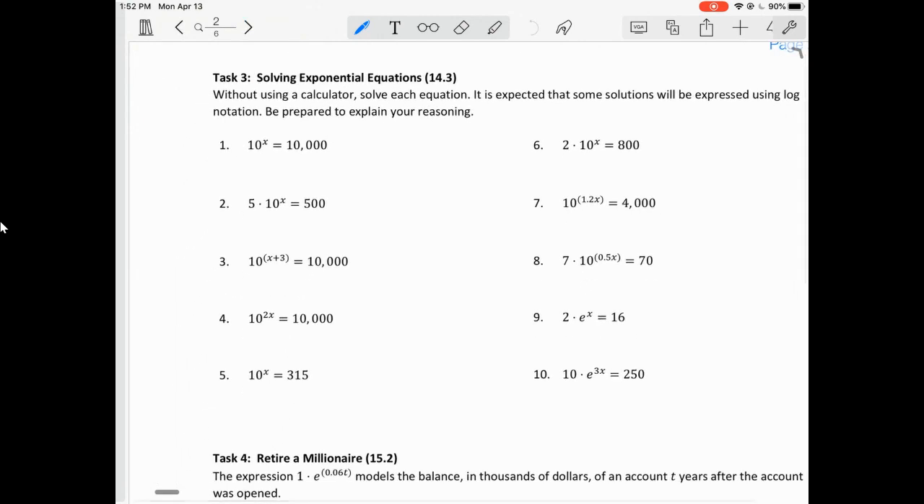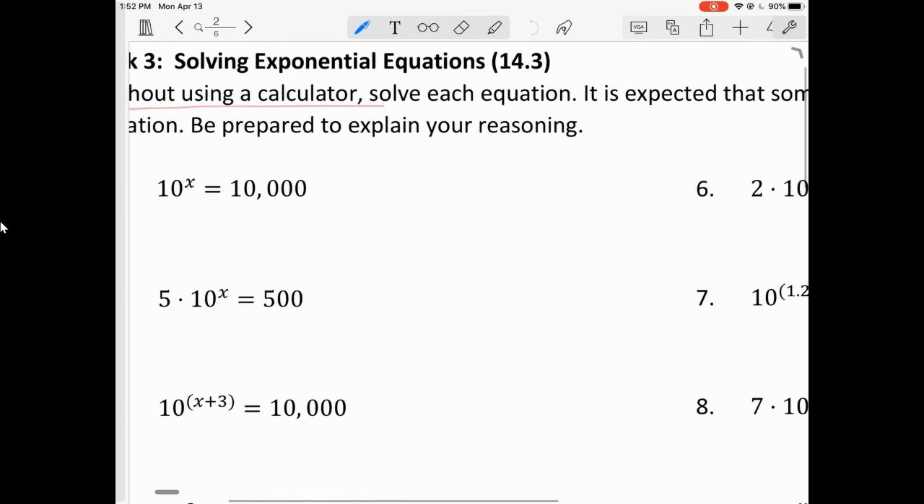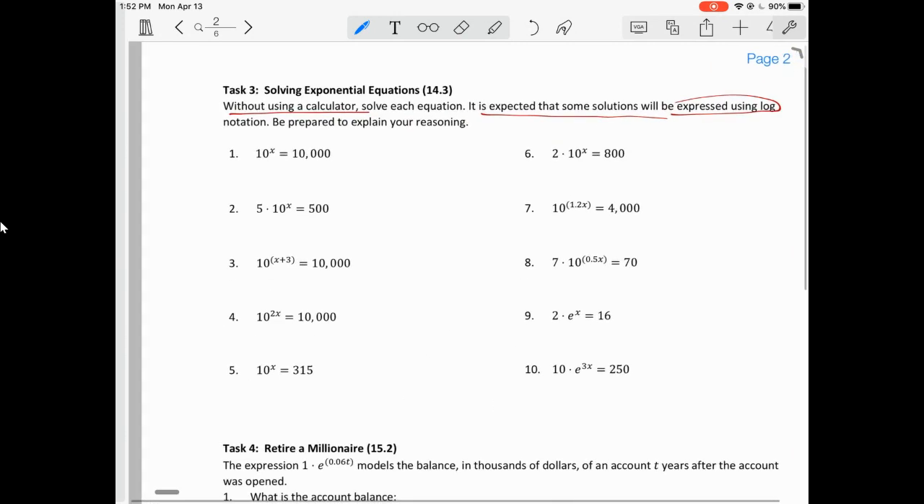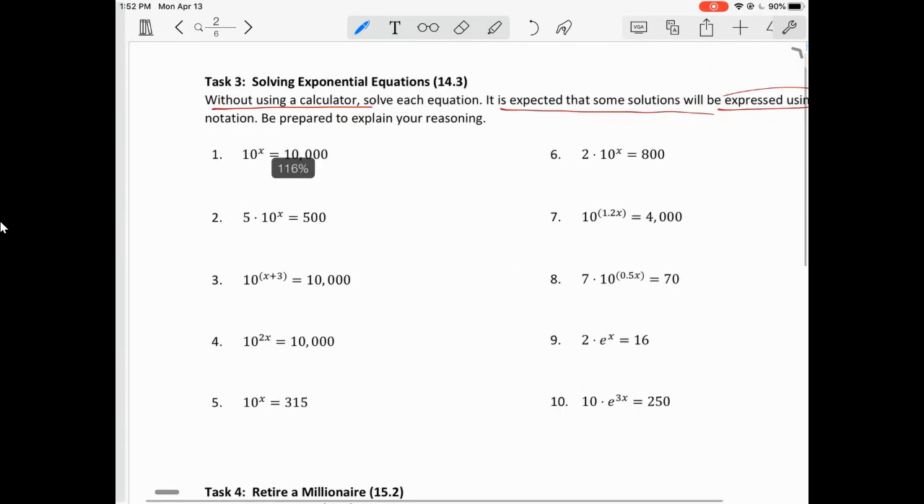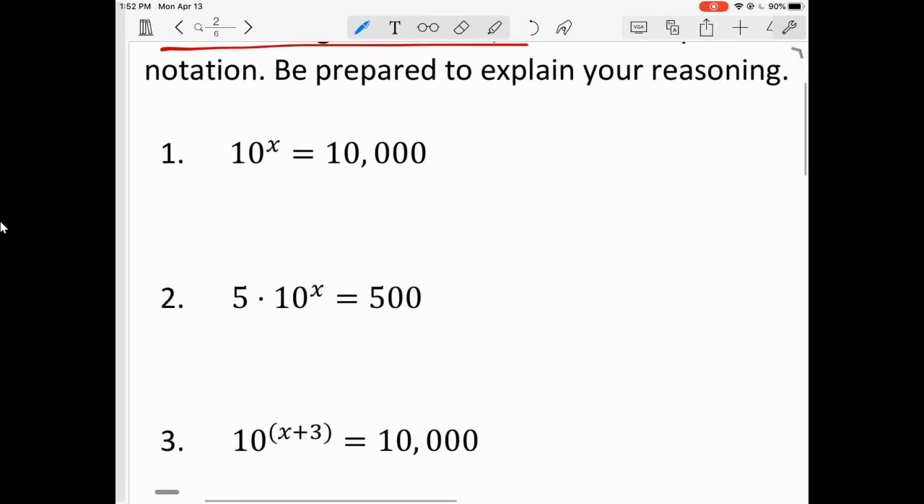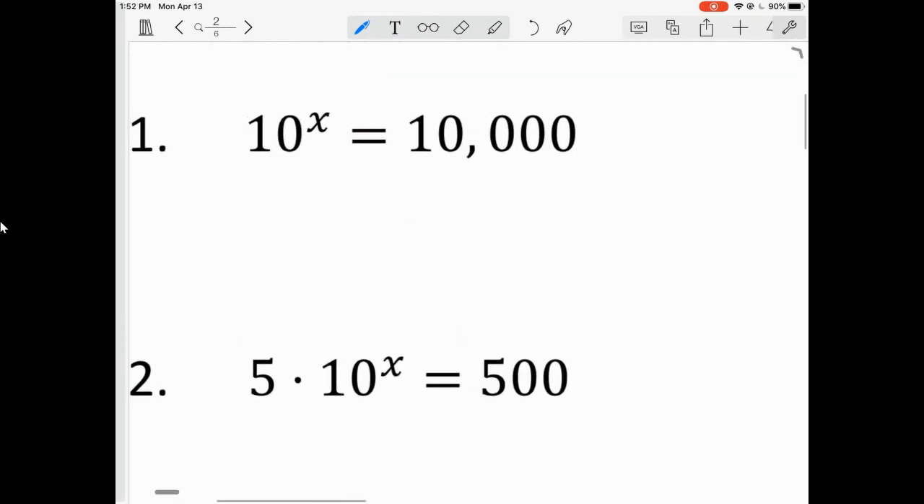Test 3. I'm going to give you a shot to actually go through and solve a bunch of exponential equations using logarithms. This time we'll do it without using a calculator. So we'll just leave our answers. It's actually expected that some of the solutions will still be expressed using log notation. So you leave your answers in log form without calculating what the logarithm actually equals approximately. Okay, so be prepared to explain your reasoning and everything.